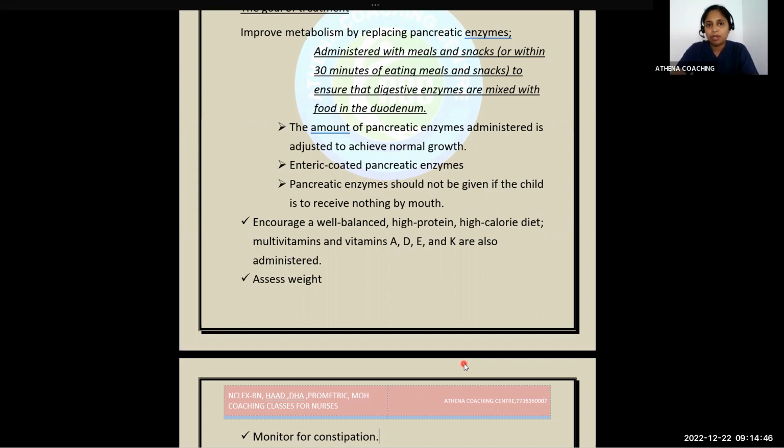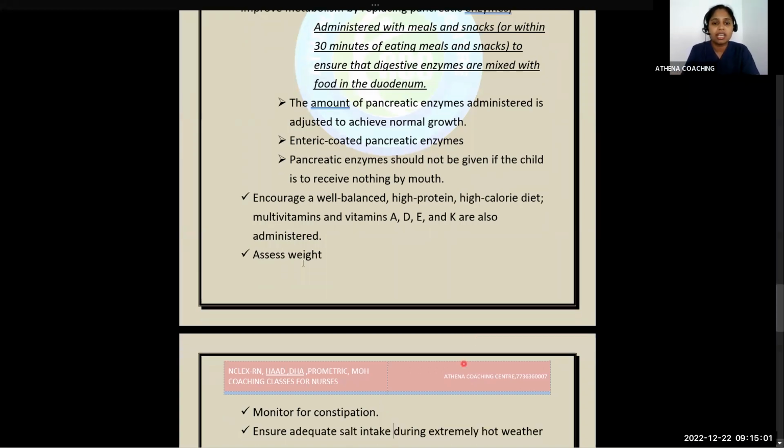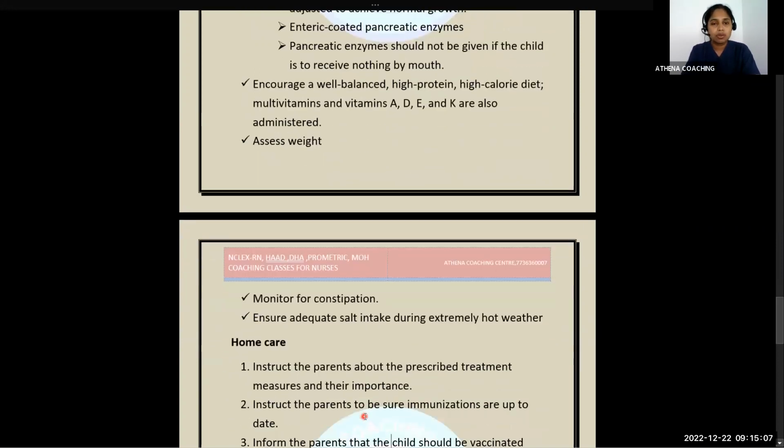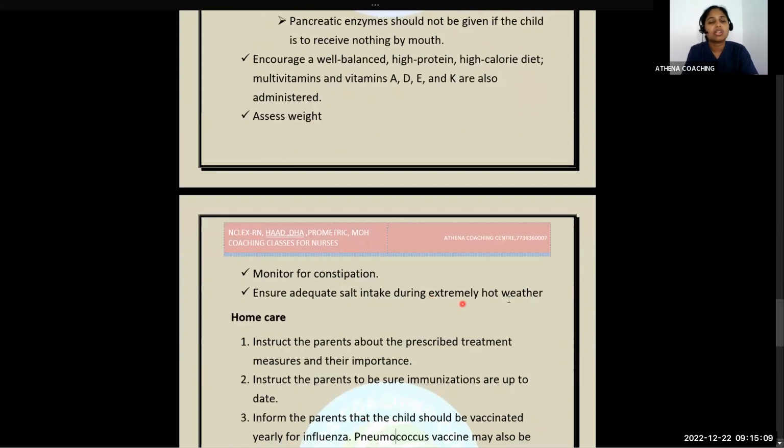But please remember, vitamin ADEK is considered a fat soluble vitamin, but you have to replace it in the water soluble form that is commercially available. So you can administer that, and monitor weight, and monitor for constipation, because that is also a sign, and ensure adequate salt intake during extremely hot weather.